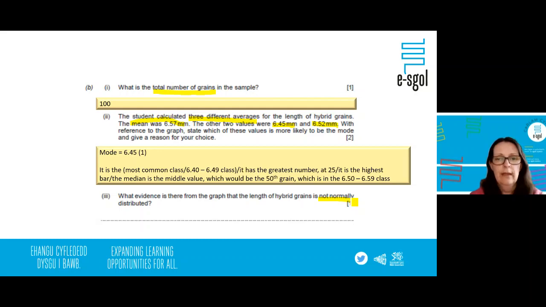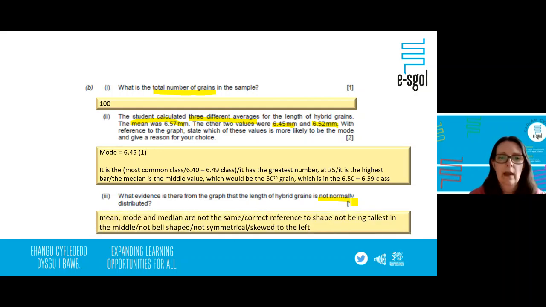And then thirdly, what evidence is there from the graph that the length is not normally distributed? And we can see there that we've mentioned previously about the bell-shaped curve that you would expect, but this is not in that case. This is 1 mark, this question. So you could say we don't have a bell-shaped curve, it's not symmetrical, it's skewing to the left. And also a reference to there to the mean, mode and median.